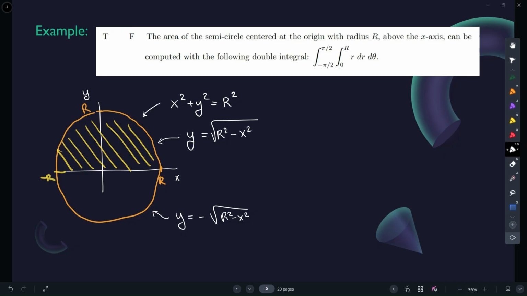So if I was going to compute the area in Cartesian coordinates, that would be the integral from minus r to r, integral from minus the square root of r squared minus x squared to the square root of r squared minus x squared of 1 dy dx. Okay, and now I'm going to convert this to polar coordinates.